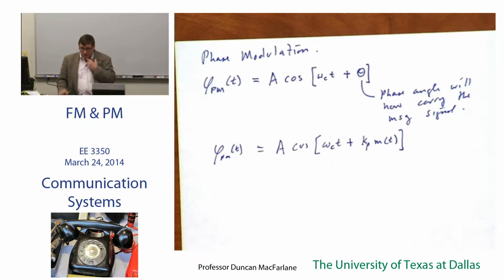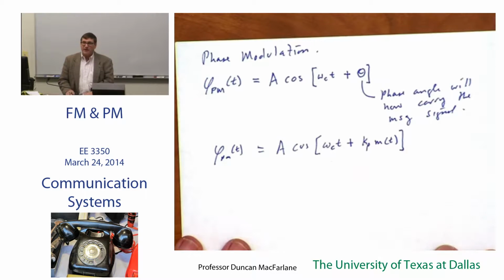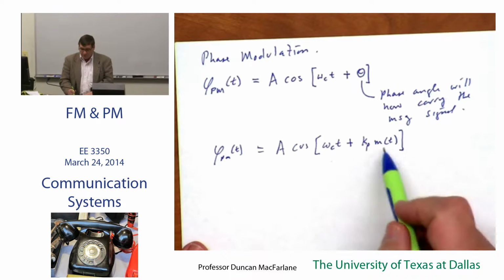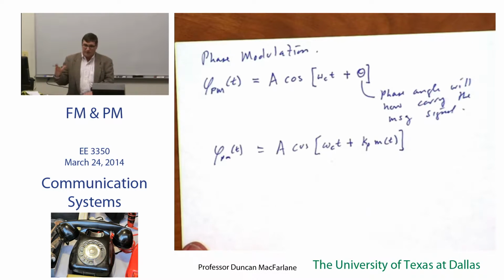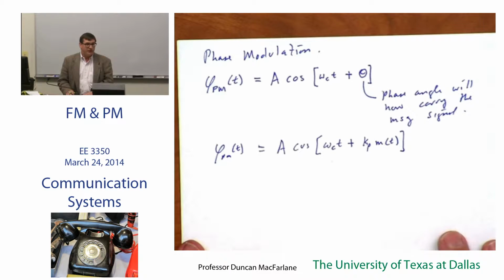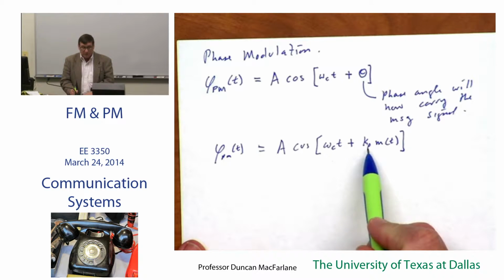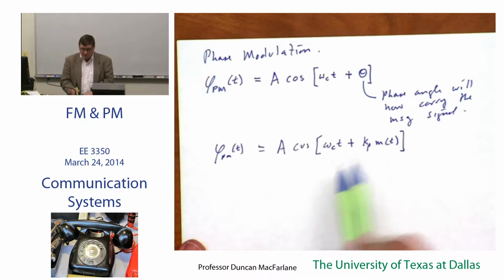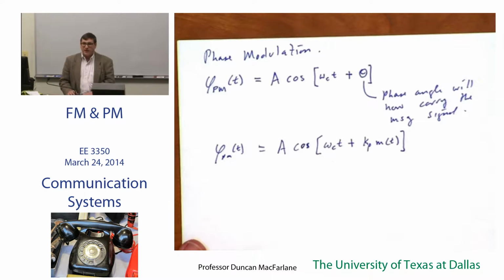Okay? So here's my complicated expression for how the phase angle accumulates. And we know that m of t wanders all over the map. It can be a song that has so many different chords in it. It can be voice. It can be video. It'll go all over the map. So whatever m of t is doing, scaling by k p will contribute to the total phase angle that this cosine is taking the angle of.